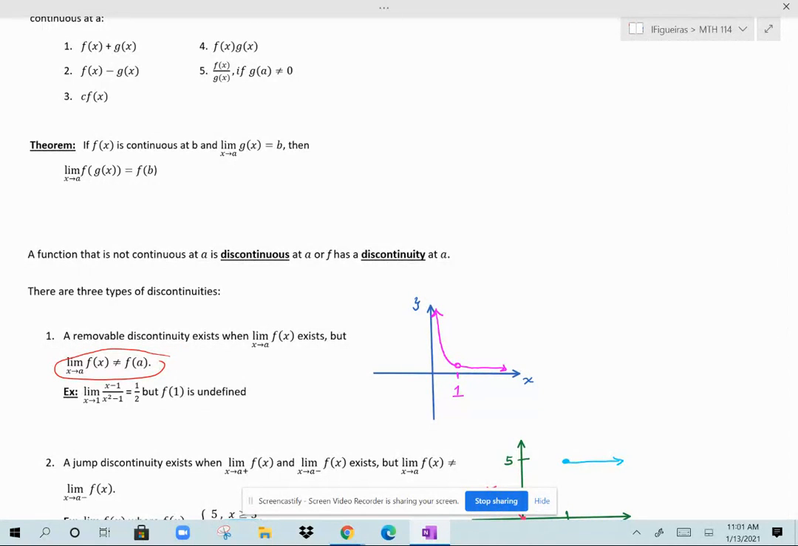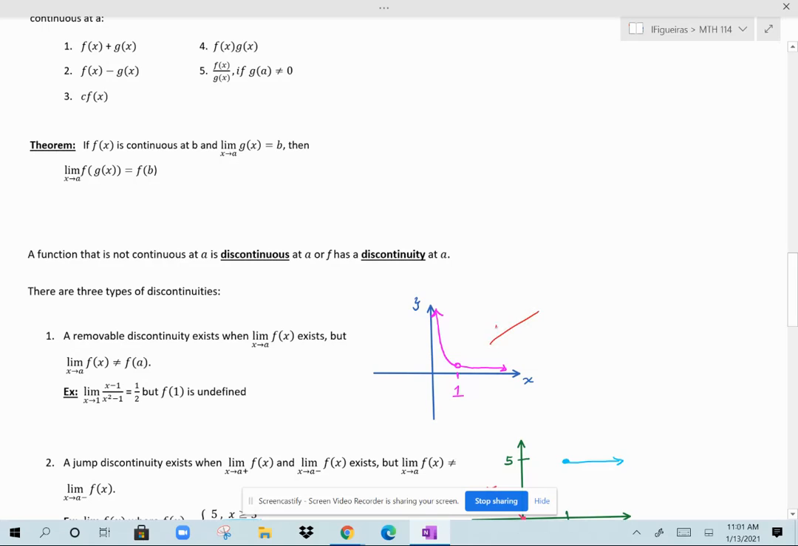So, for example, I can evaluate this limit, and I could do that with the techniques we learned in previous sections. I could factor it and then do direct substitution, and you would get that your limit is a half. But this function does not exist at 1 because it's undefined. You would be dividing by 0.